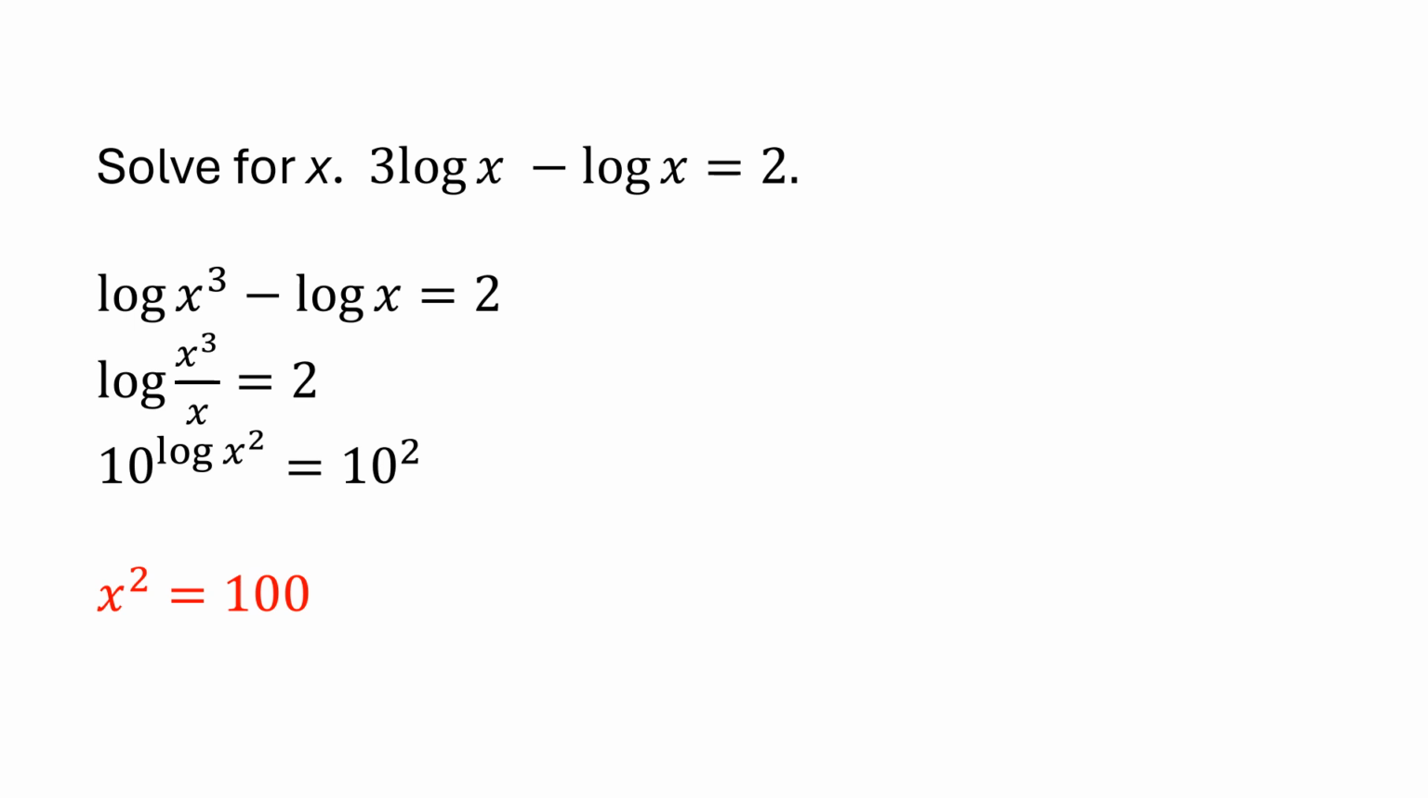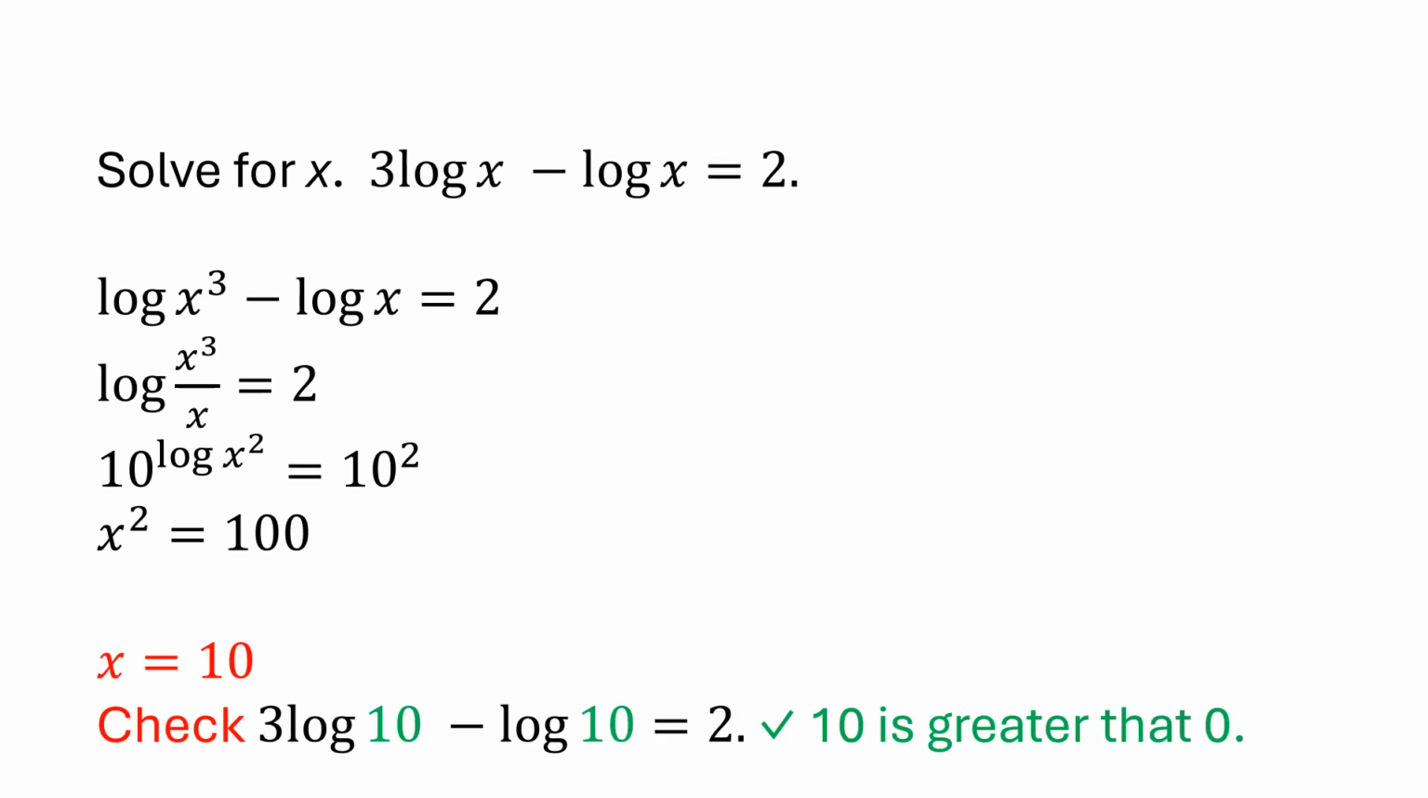Finally, x squared equals 100. That's a simple equation to solve. We come up with the square root of 100, or 10. And we will check that. 3 times log 10 minus log 10 equals 2. Log 10 is the log of a positive number, so it's fine. Technically, we would get another solution of negative 10. If I put negative 10 in here, we would have to reject it.